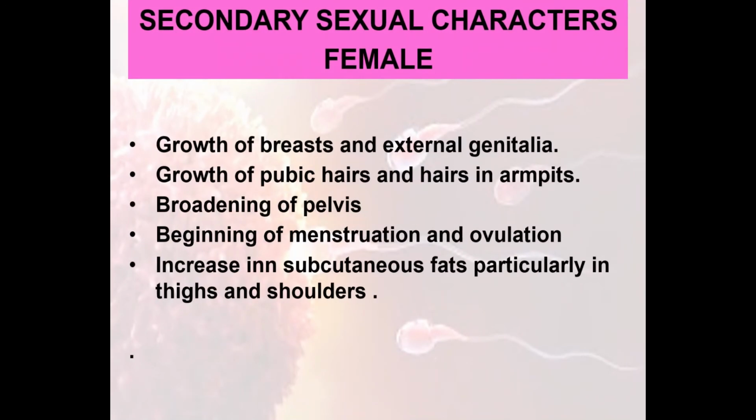Now, secondary sex characteristics in female are growth of breast and the external genitalia, growth of pubic hair, hair in the armpit, broadening of pelvis, a very important change, beginning of the menstruation and ovulation, increase in subcutaneous fat, especially in the thighs and the shoulders.